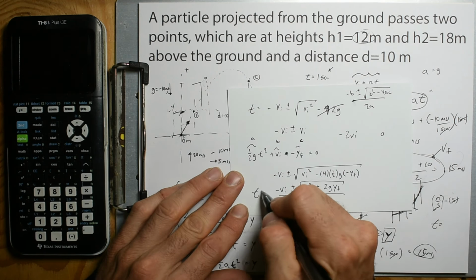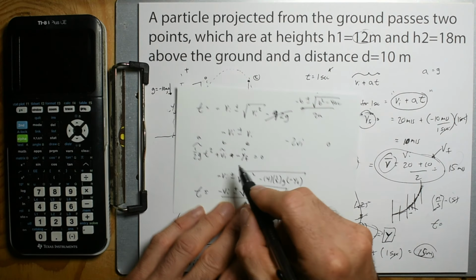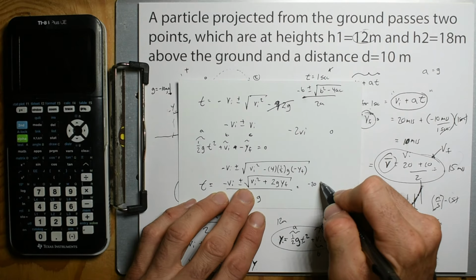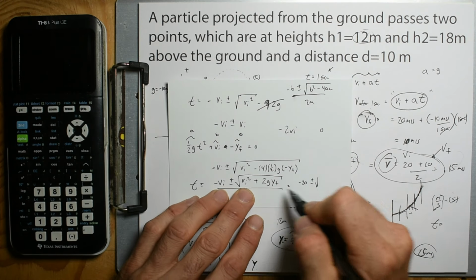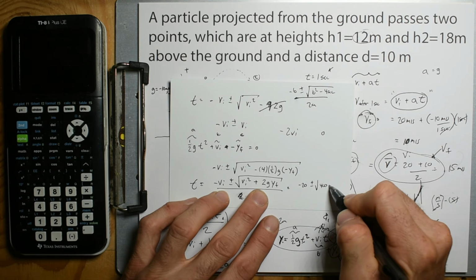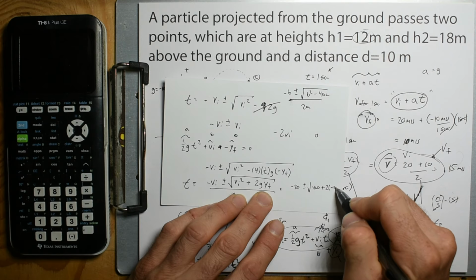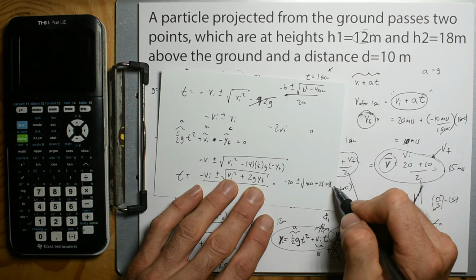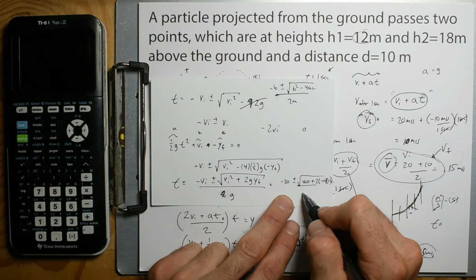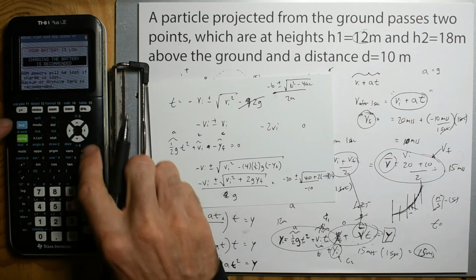Okay, and this is our time. Let's plug it in. Our initial velocity we're just choosing is 20. So we're going to have negative 20 plus or minus the square root of 20 squared, that's going to be 400, plus 2 times negative 10. So we do have a negative here. And then a height of 12. All right, and then divided by g, which is negative 10.